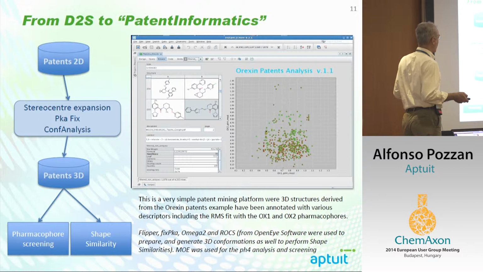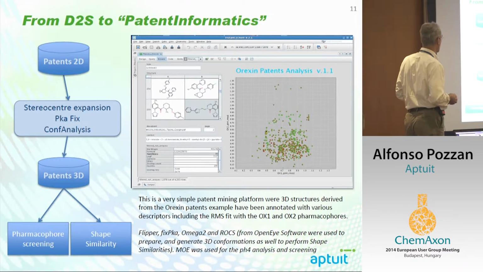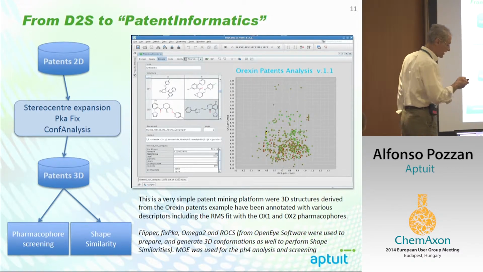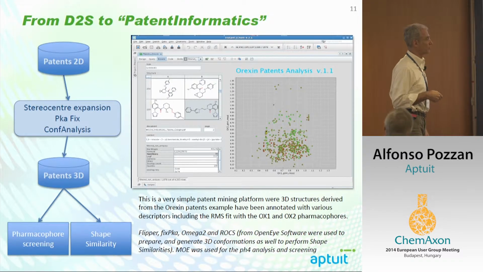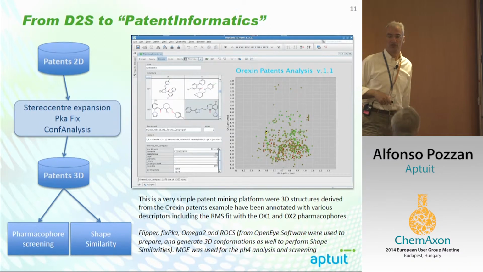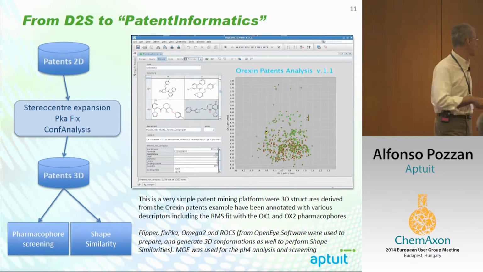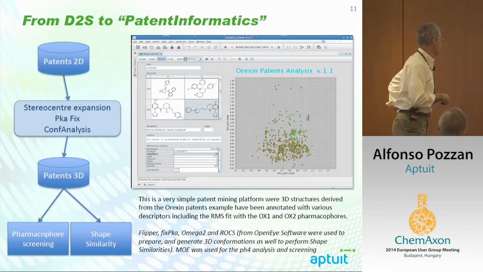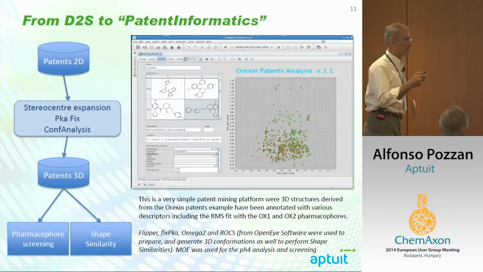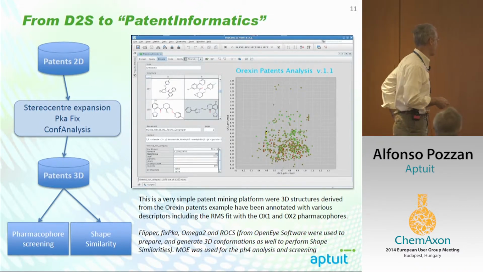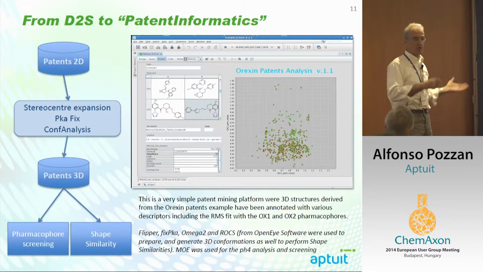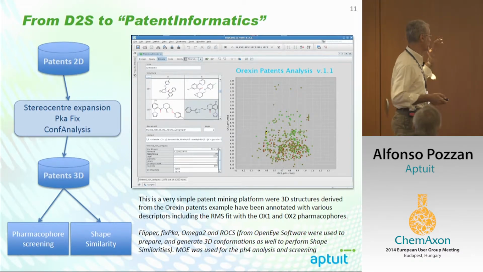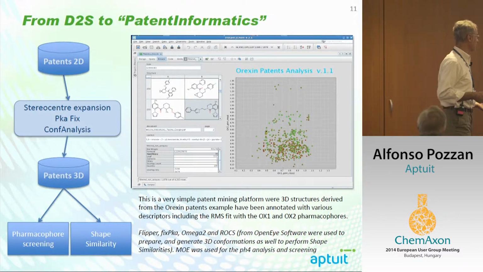So once we had all these structures, of course, in our approach, we convert all the structures from 2D to 3D. In this case, we rely on OpenEye software. So we build a 3D version of the relevant orexin patents, and then we could apply pharmacophore search. So we developed pharmacophores for orexin 1 and orexin 2. So we search the three-dimensional database.